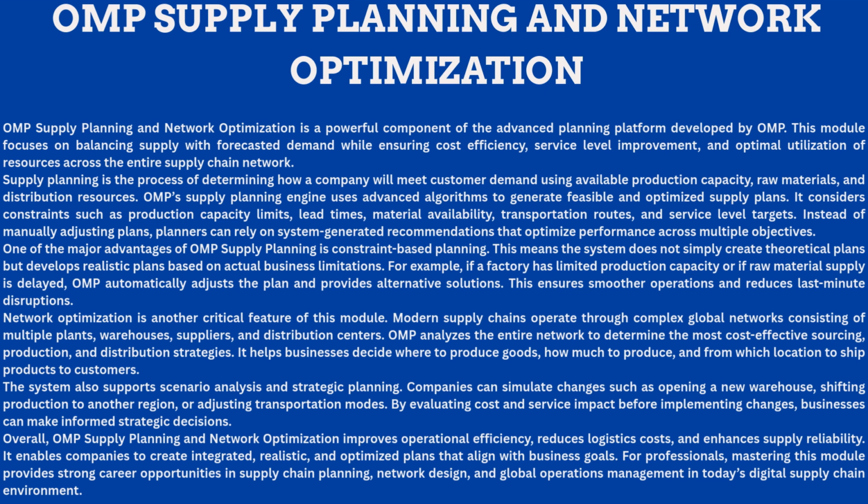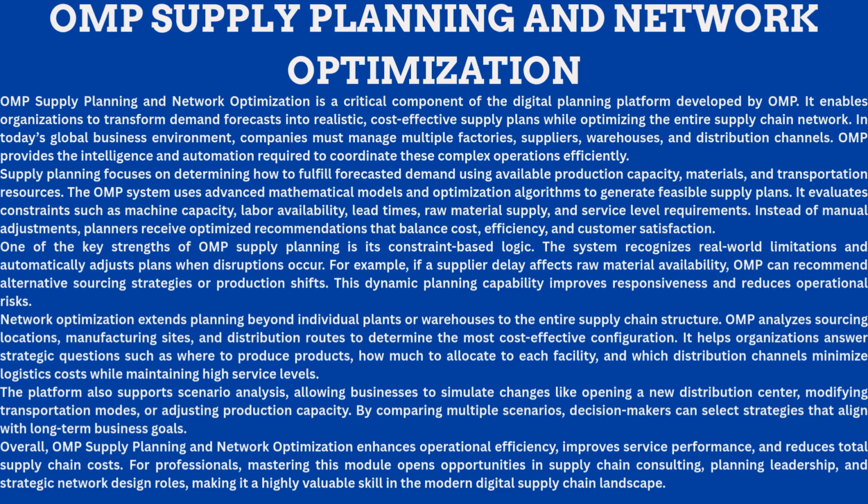Companies can simulate changes such as opening a new warehouse, shifting production to another region, or adjusting transportation modes. By evaluating cost and service impact before implementing changes, businesses can make informed strategic decisions. Overall, OMP supply planning and network optimization improves operational efficiency, reduces logistics costs, and enhances supply reliability. It enables companies to create integrated, realistic, and optimized plans that align with business goals. For professionals, mastering this module provides strong career opportunities in supply chain planning, network design, and global operations management in today's digital supply chain environment.